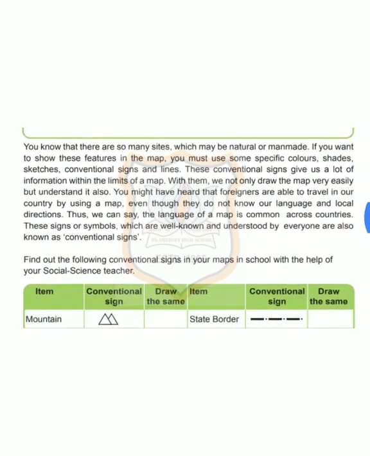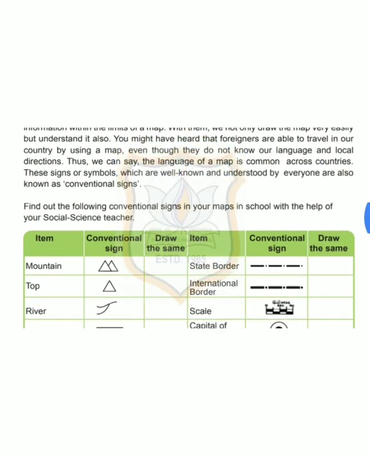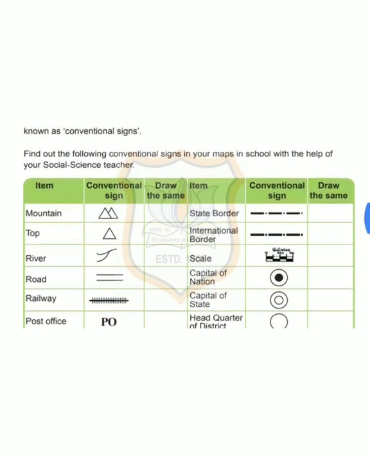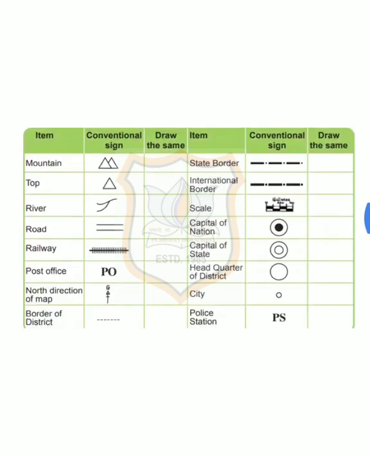These conventional signs give us a lot of information within the limits of a map. With them, we not only draw the map very easily, but we can also understand it. Now children, see on page number 10, conventional signs of map are given, which you will have to learn for the exam.